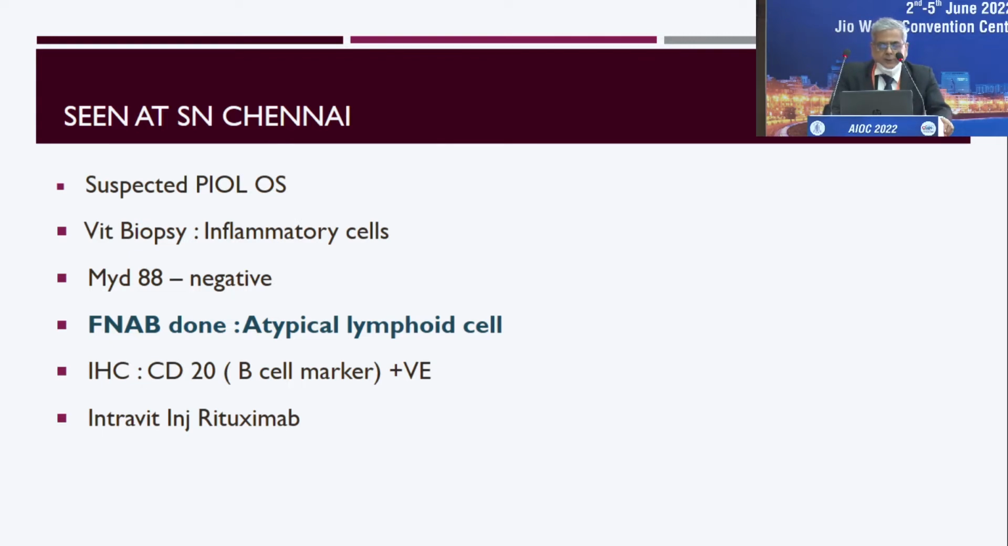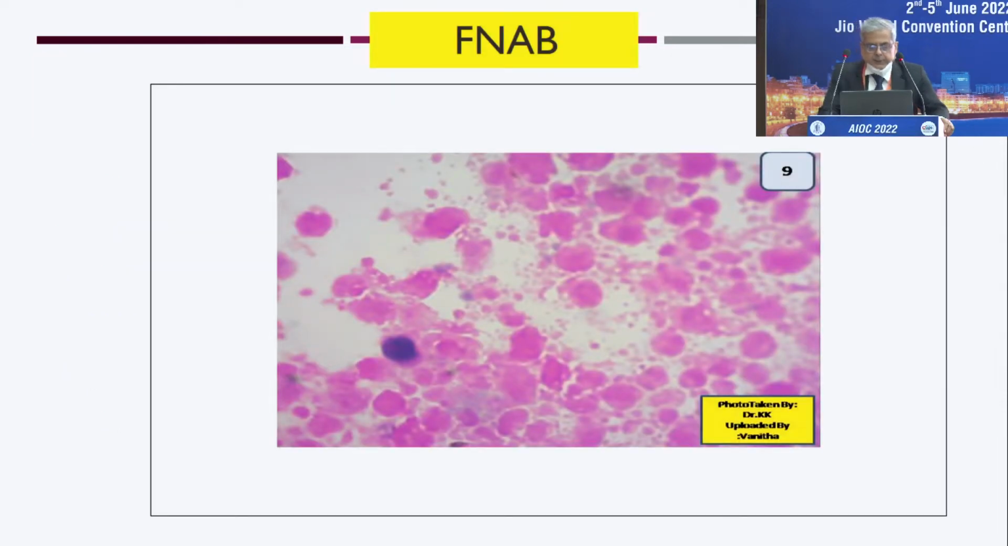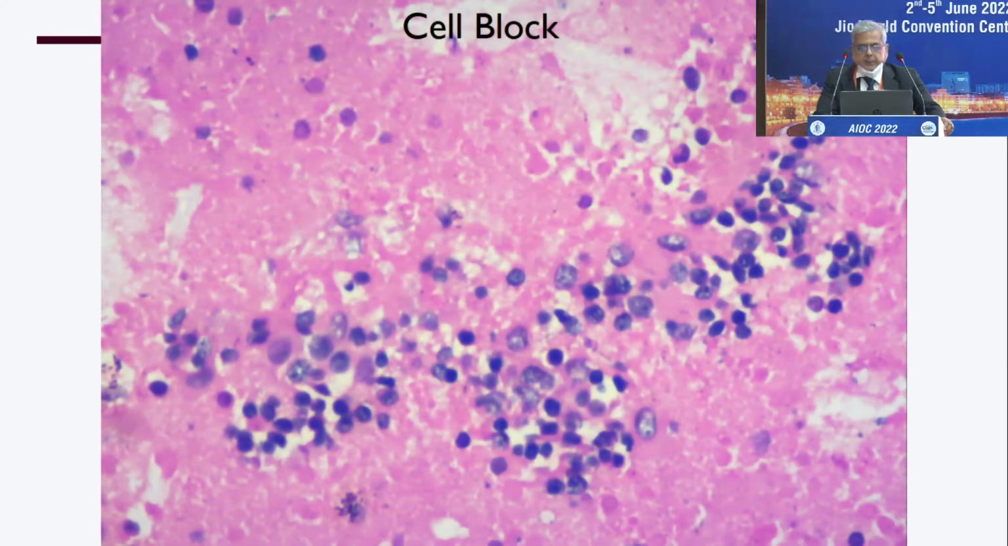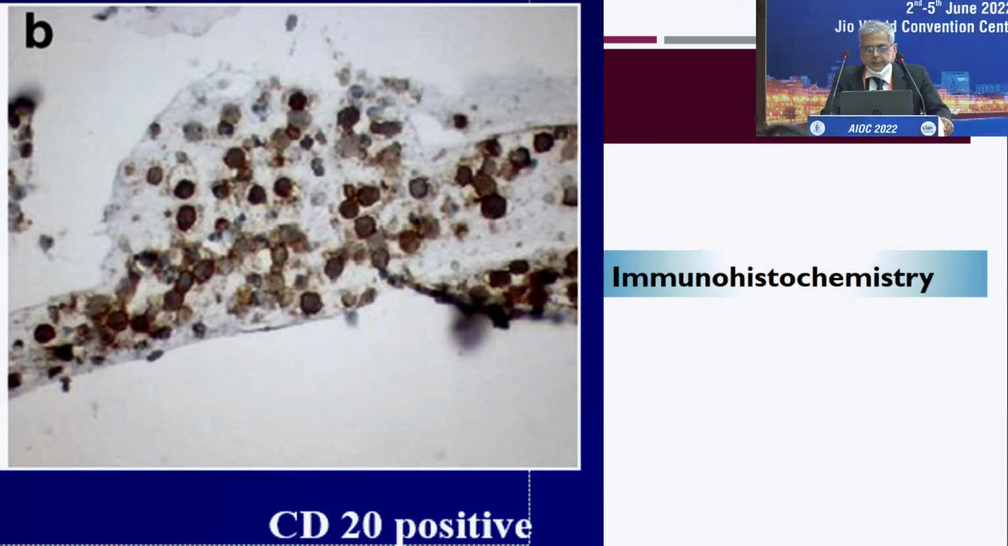On the left side, a vitreous biopsy was done. MYD88 mutation was negative. FNAC was done, which clinched the diagnosis by showing atypical lymphoid cells. CD20, the B cell marker, was positive. The patient was given intravitreal injection rituximab and showed a brilliant response. Here is the vitreous biopsy specimen, which showed a necrotic background with large lymphoma cells, and cell block preparation showed multiple pleomorphic lymphoma cells in a necrotic background. Immunohistochemistry was positive for CD20.